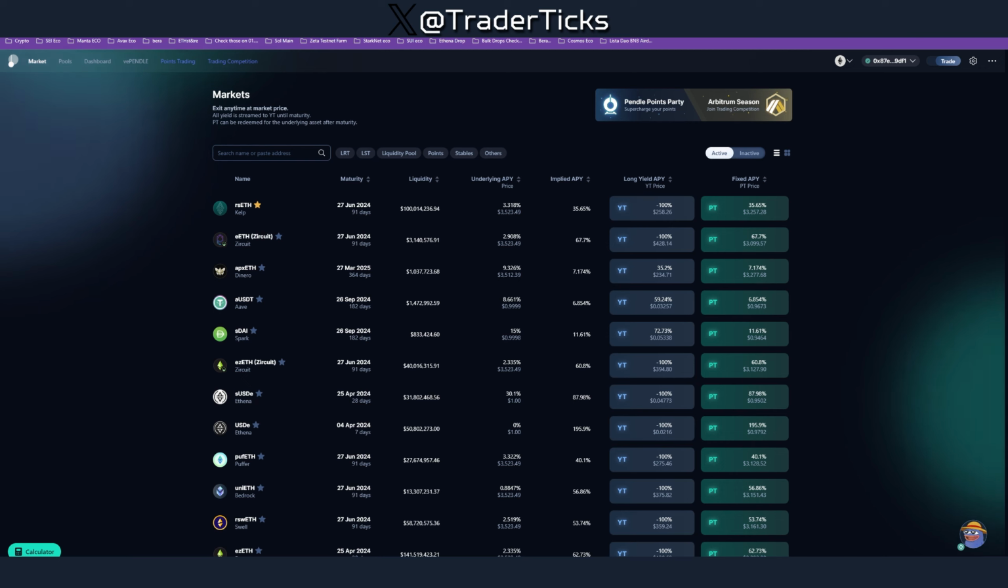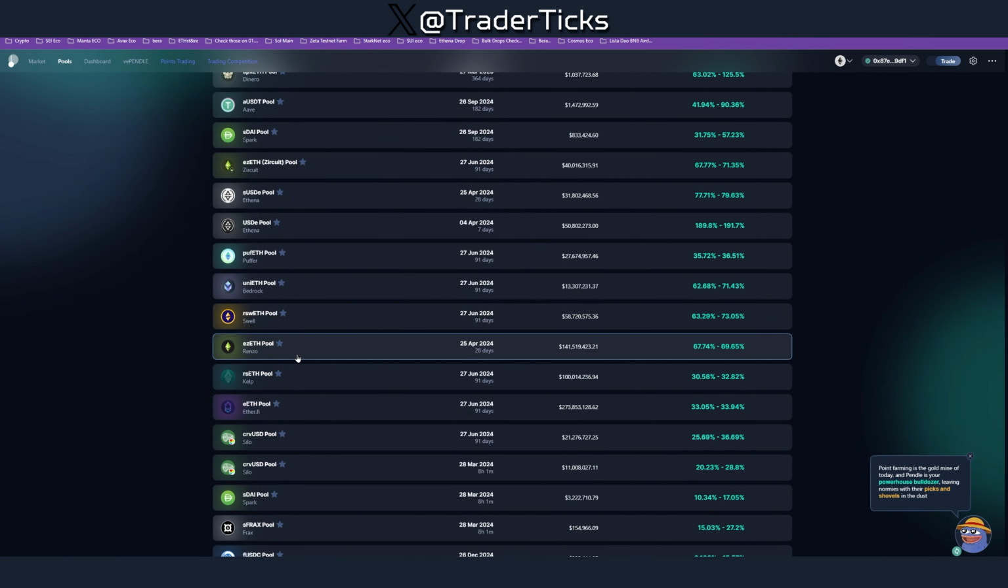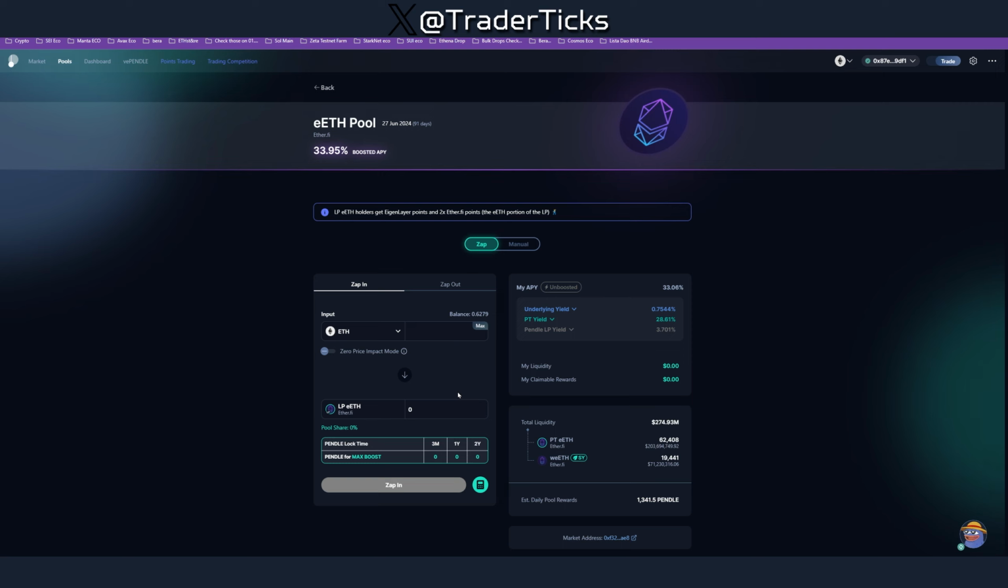The second one, you can deposit your assets. Let me go to the pools and find EtherFi, because I have some money there.